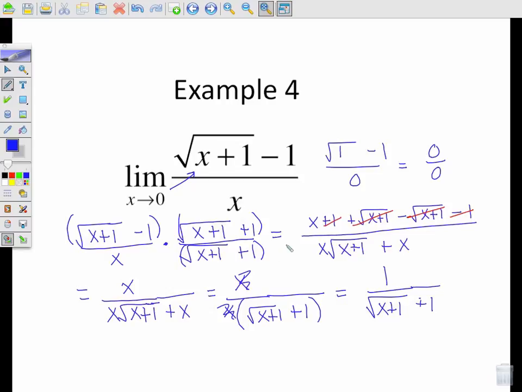All right, so now what we're going to do is we're going to evaluate the limit. So here's what this would look like. So what is the limit as x approaches 0 of 1 over the square root of x plus 1 and then plus 1 on the outside? So now we're substituting 0 in. If I put 0 in on bottom, so I've got 1 over the square root of 1, which is 1. 1 plus 1 is 2. So if I evaluate this, the result of this limit is equal to a half.